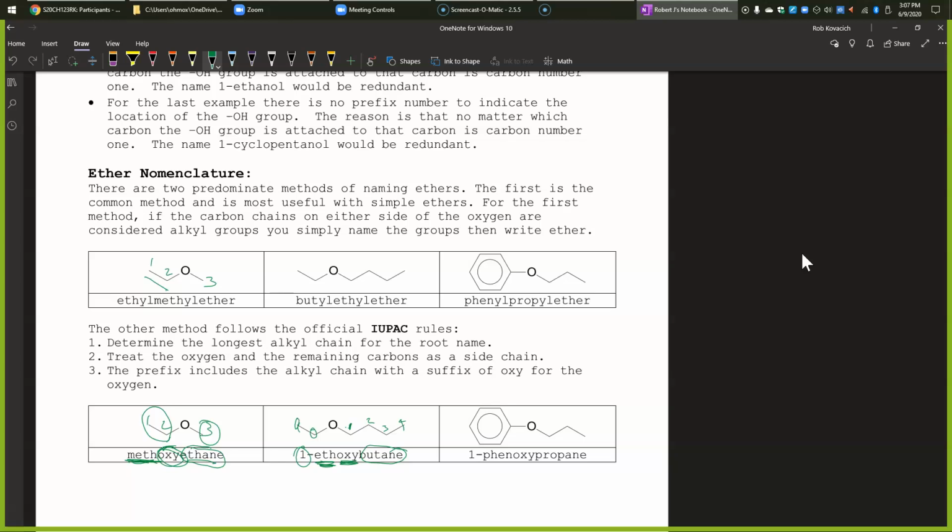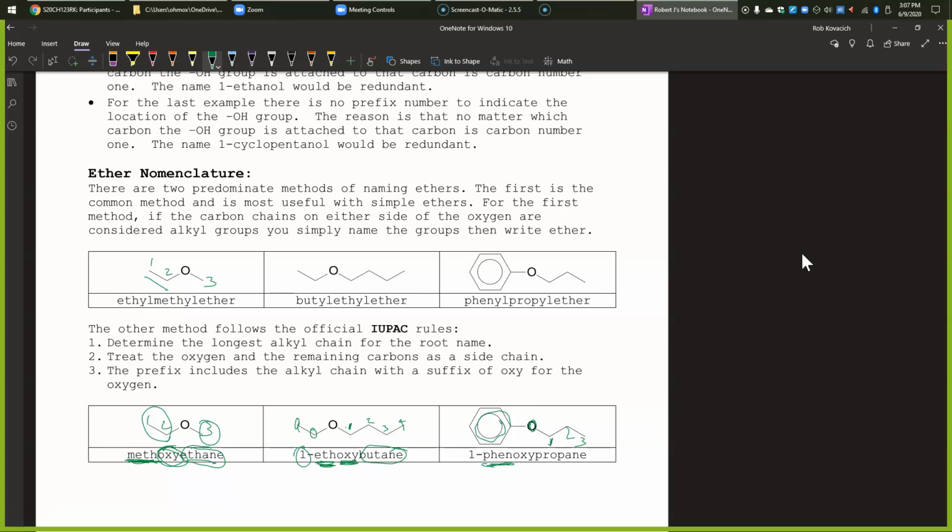And then the last one here, it's propane, 1, 2, 3. And attached to my propane, there's an oxygen at position number 1. And then on the other side of that, I've got this benzene ring. So it's 1-phenoxypropane.